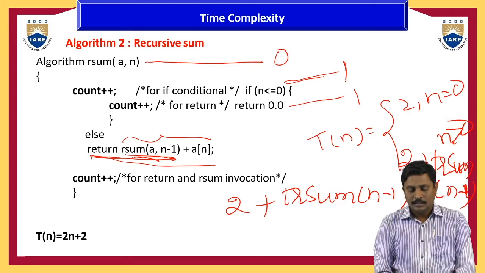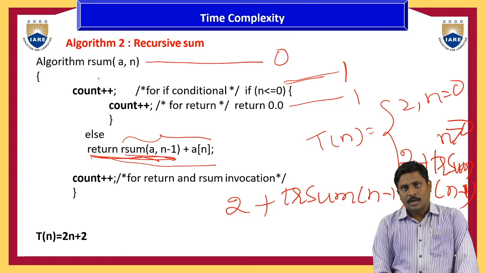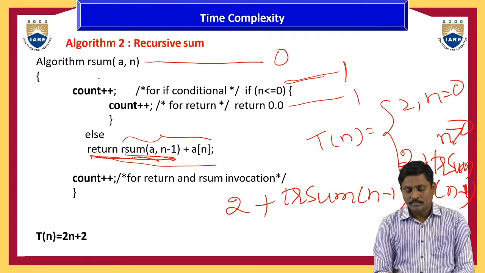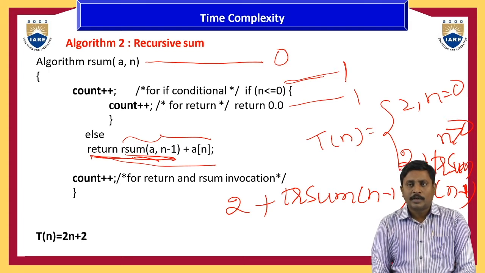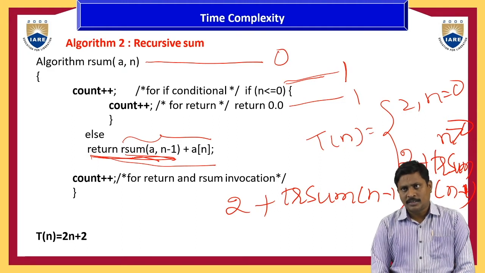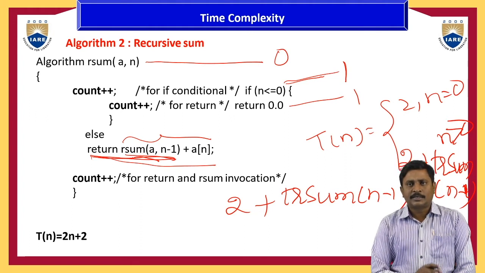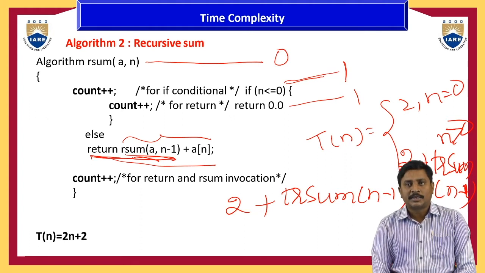So once again, listen. TR sum of a comma n. Now here, if n less than equal to 0, it is a simple statement. It takes one step count. The return 0 takes 1 whenever this condition satisfies. So T of n equal to 2 if n equal to 0. If this condition is not satisfied, then the if condition is executed and also the else condition is executed, it takes 2 step counts. And next, return TR sum of a comma n minus 1 plus a of n takes TR sum of n minus 1 step counts.